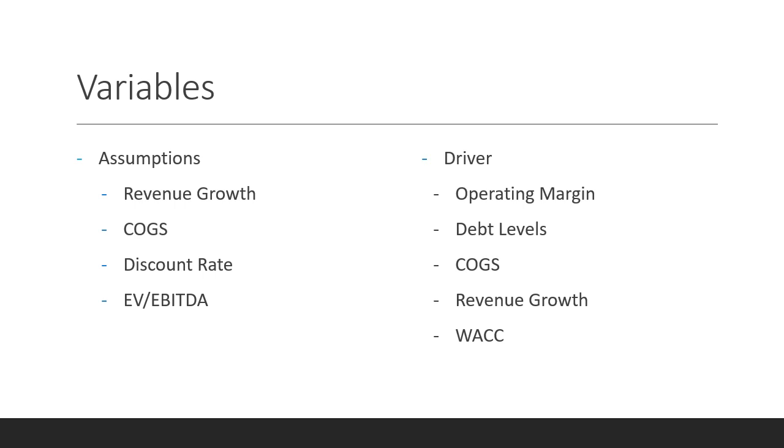It also helps businesses develop risk-adjusted return expectations. It supports investment justifications, providing a data-driven approach to convincing investors or stakeholders. It shows best, worst, and most likely scenarios for capital investments, which I'll talk about later. A couple of those assumptions that adjust are revenue growth, cost of goods, discount rates, and equity, and that helps drive operating margins, debt levels, cost of goods, revenue growth, and weighted average cost of capital.